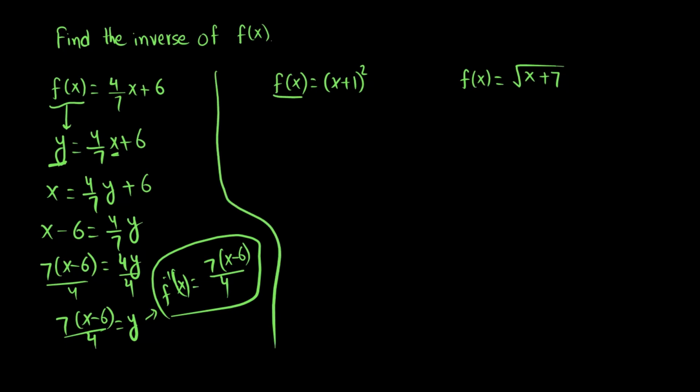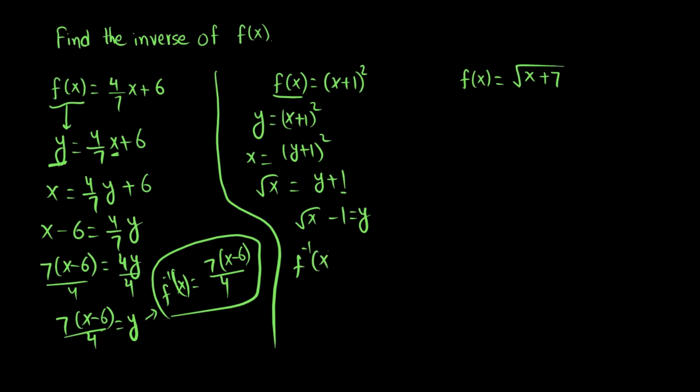I will make this into y. Y equals (x plus 1) whole squared. Now we switch x and y. So x equals (y plus 1) whole squared. I need to isolate for y. I'll start by taking the square root on both sides. So root x equals y plus 1. Then move this 1 to the left side of the equal sign. Root x minus 1 equals y. And that's your inverse function. So f inverse x is root x minus 1.